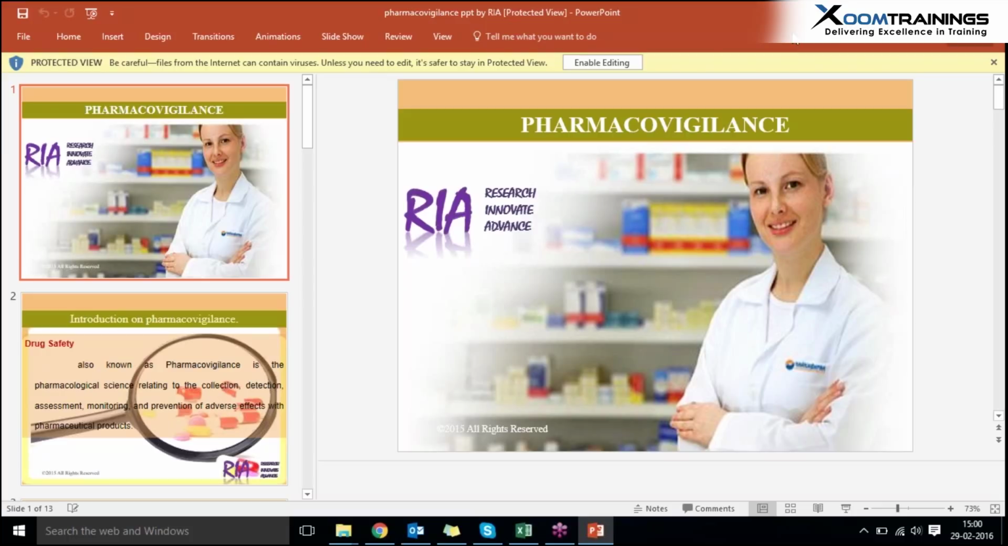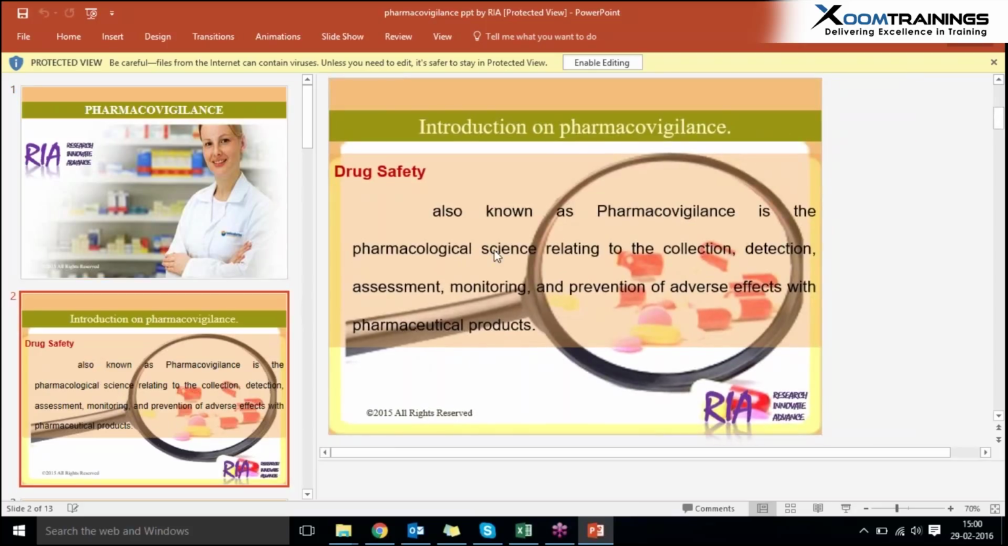Pharmacovigilance completely deals with the detection and assessment of these types of side effects. So this is pharmacovigilance, and we will get the definition. Drug safety, also known as pharmacovigilance, is the pharmacological science relating to the collection, detection, assessment, monitoring, and prevention of adverse effects with pharmaceutical products. Exactly, this is the definition.